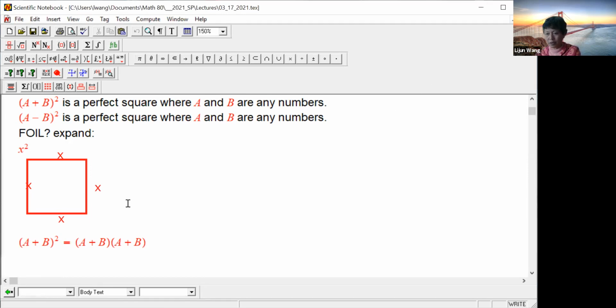the area of the square is x times x, which is x squared. You guys follow me? That's the geometric meaning, okay?